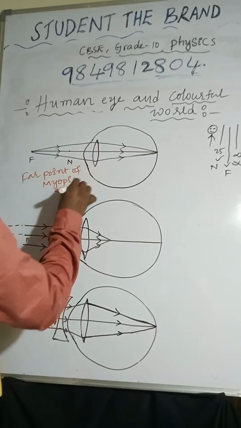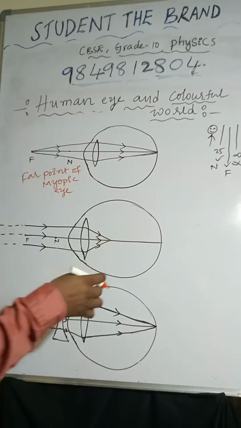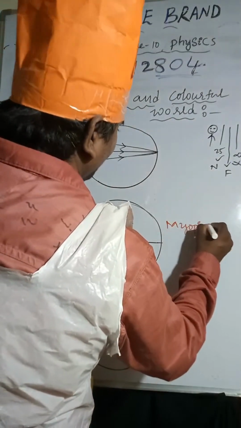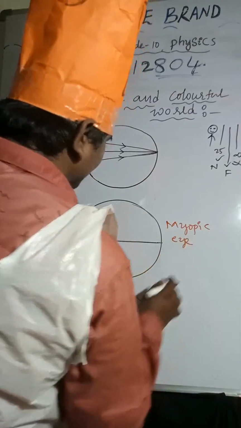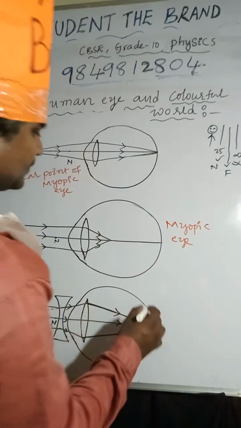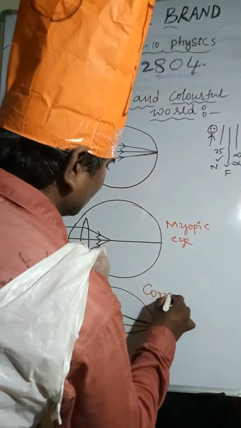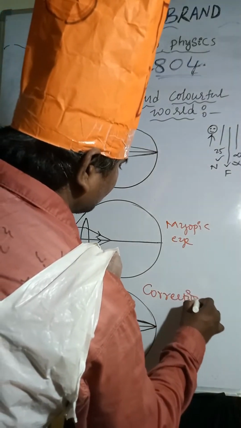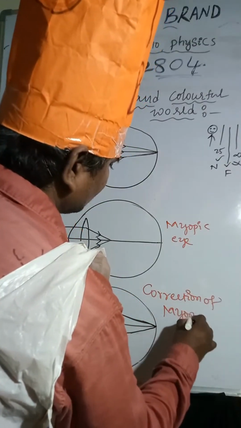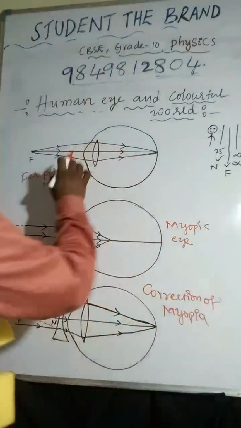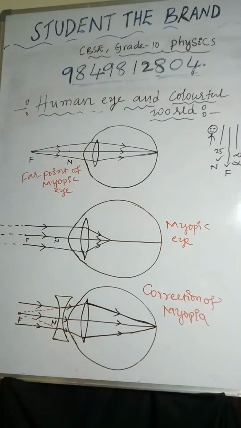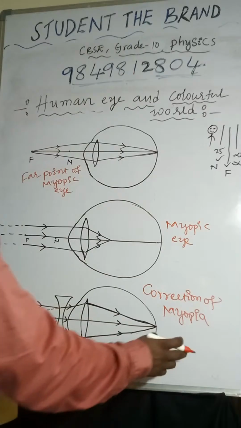This one is the myopic eye. And this one is the correction of myopia. Correction of myopia. So the far point of myopic eye and the correction of myopia.